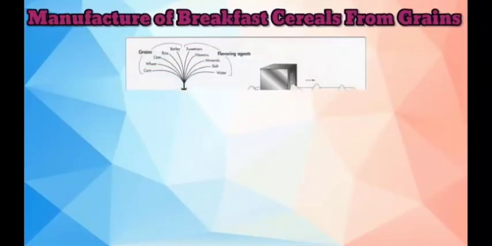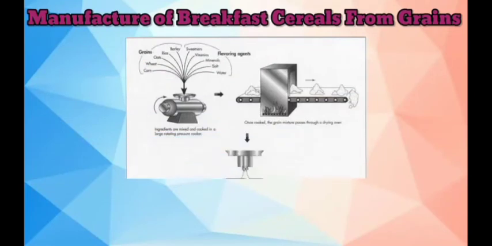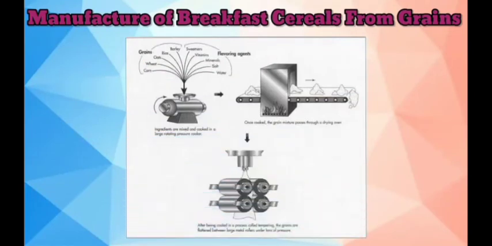Manufacture of breakfast cereal from grains. Breakfast cereal is a processed food manufactured from grains and intended to be eaten as a main course served with milk during the morning meal. The grains most commonly used are corn, wheat, oats, rice and barley.